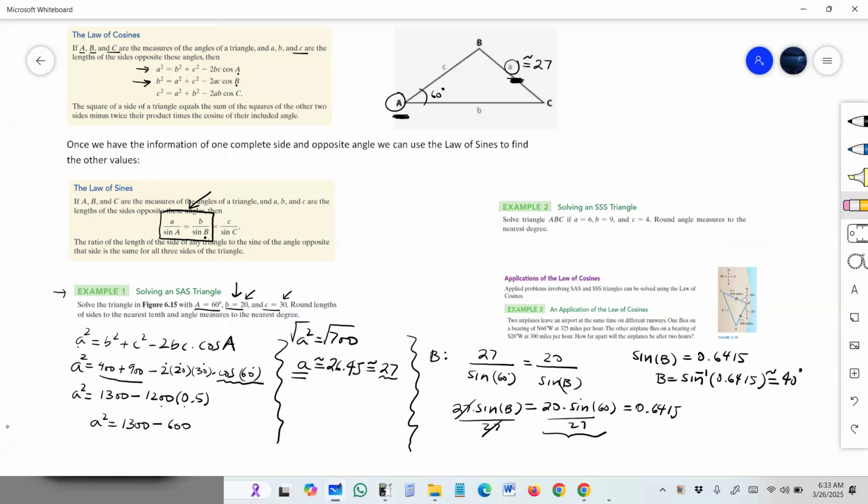All right, so let's see what we have so far. I have that this is 60. I found out that this is approximately 27. I already know what B is. It was given to me as 20 down here. All right, so here is B and here is C.